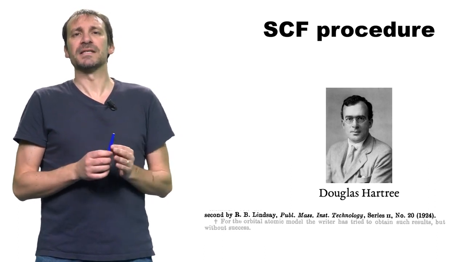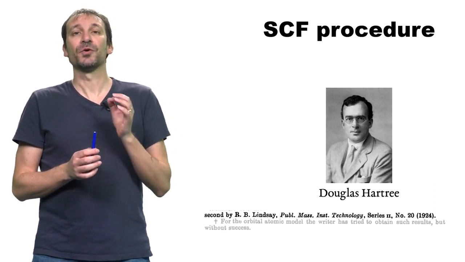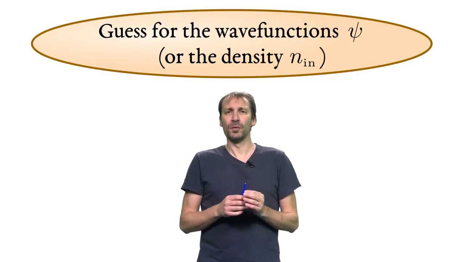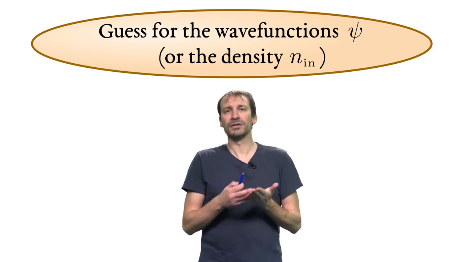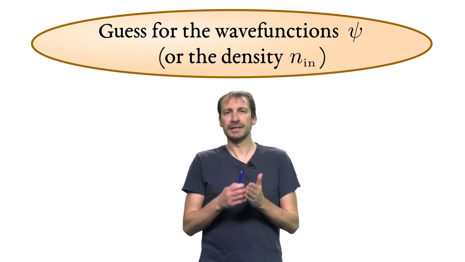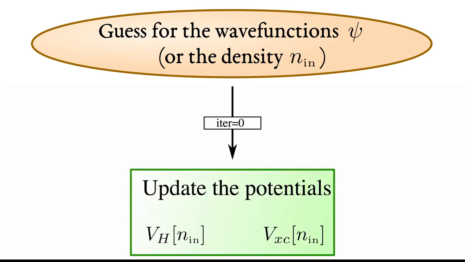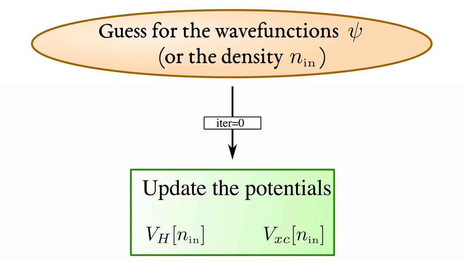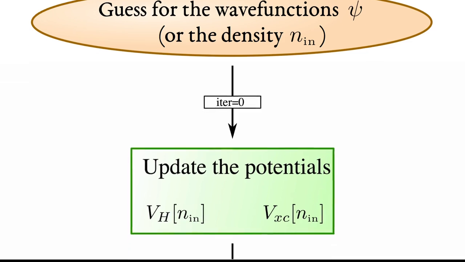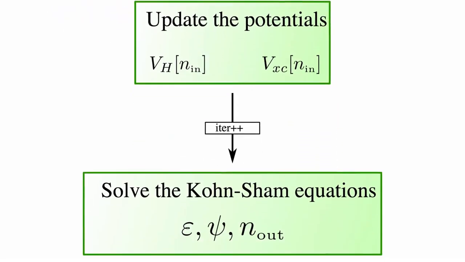Okay, back in business. How does this SCF procedure work? The idea is the following. We have an initial guess for the wave function, or equivalently for the density. Let's call it the input density, input because, thanks to this density, we construct our potentials. We haven't started our iteration cycle yet, so let's call this iteration 0. Let's solve the eigenvalue problem. We have as output the eigenvalues, the eigenfunctions, and from the eigenfunctions, a new density, the output density.